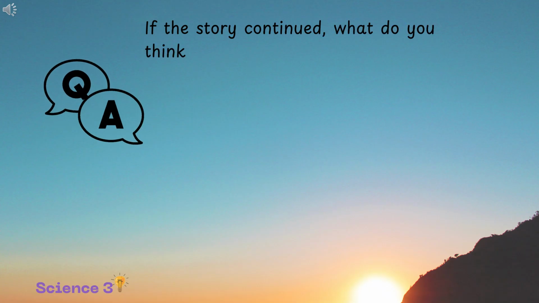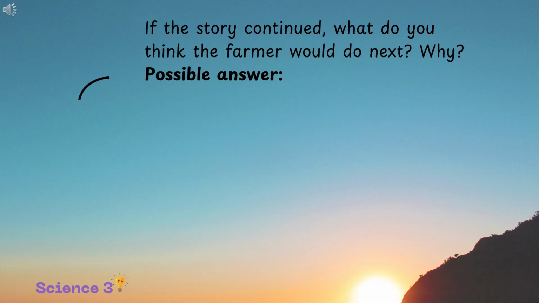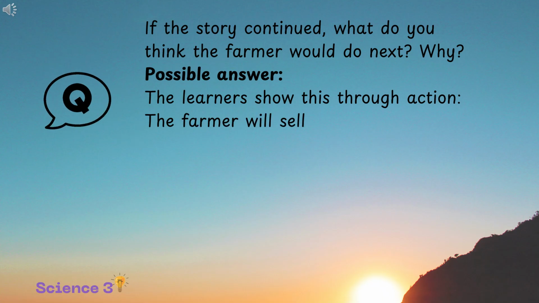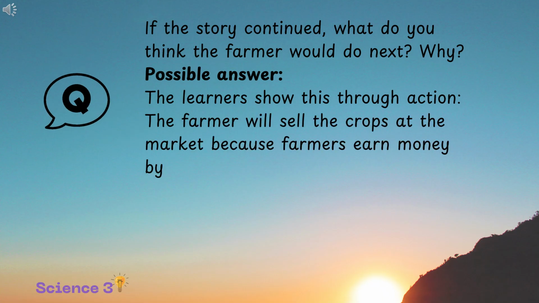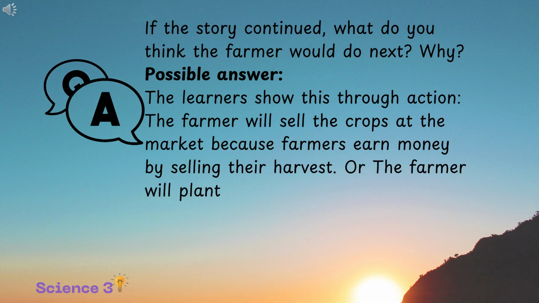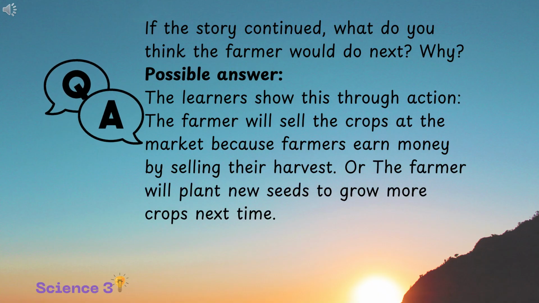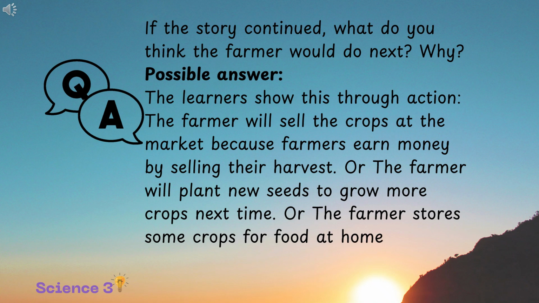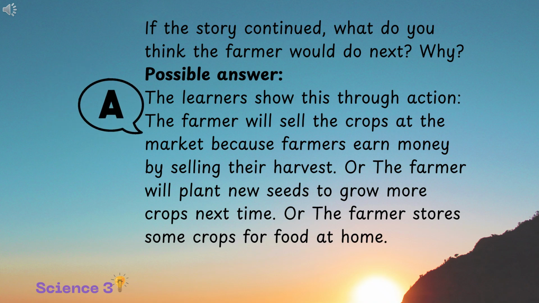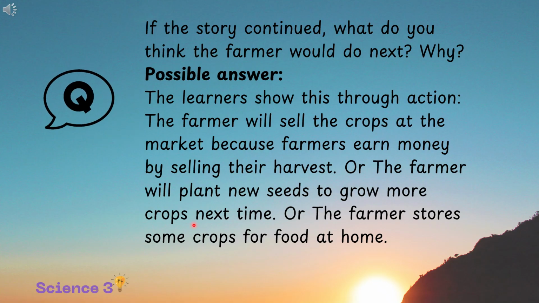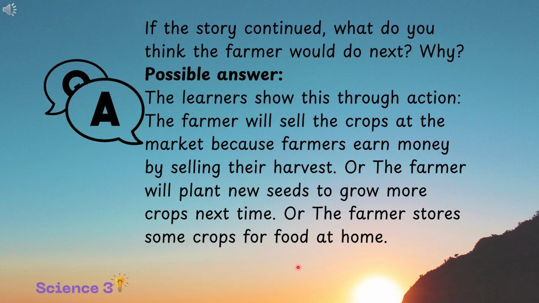If the story continues, what do you think the farmer would do next? Why? You're going to show actions. The farmer will sell the crops at the market because farmers earn money by selling their harvest, or the farmer will plant new seeds to grow more crops next time, or the farmer stores some crops for food at home. Good job, kids!